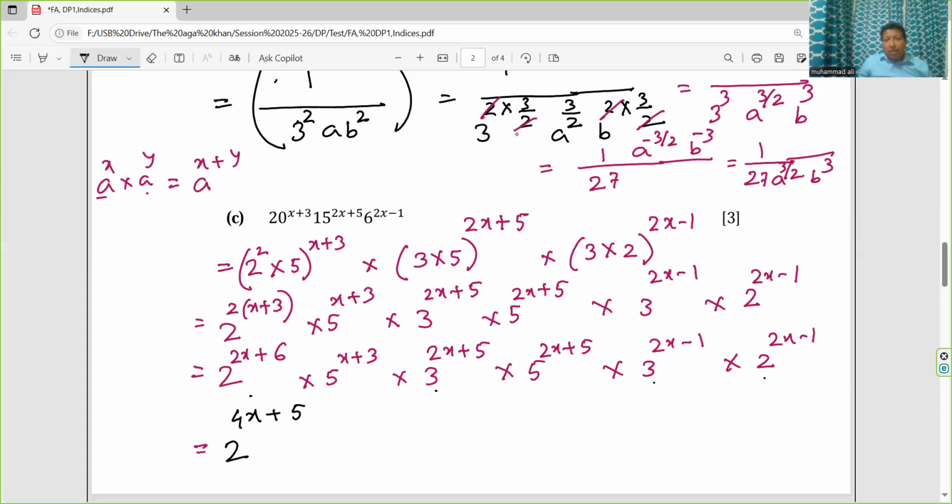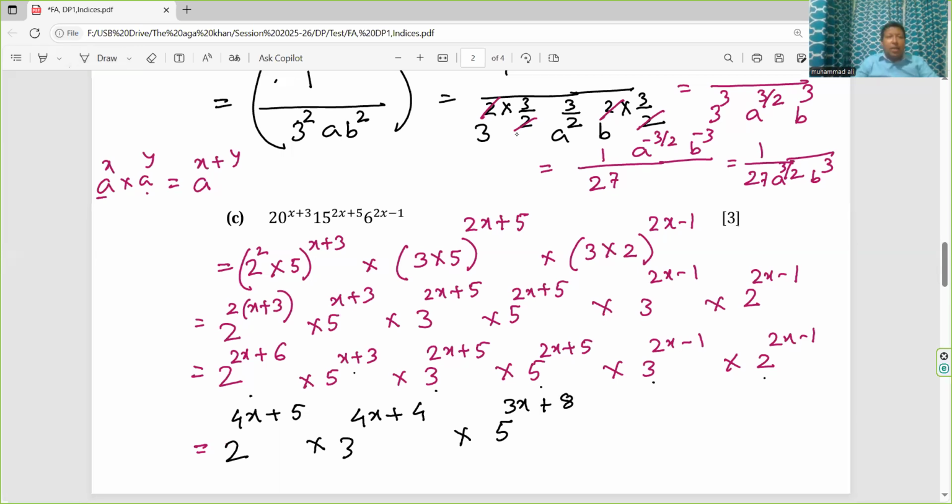This 3 and the 3, multiply, 3 to the power 4x, plus 5 minus 1 is plus 4, multiply 5 to the power x plus 3 plus 2x plus 5. So it will be 3x plus 8. So question number C is completed.